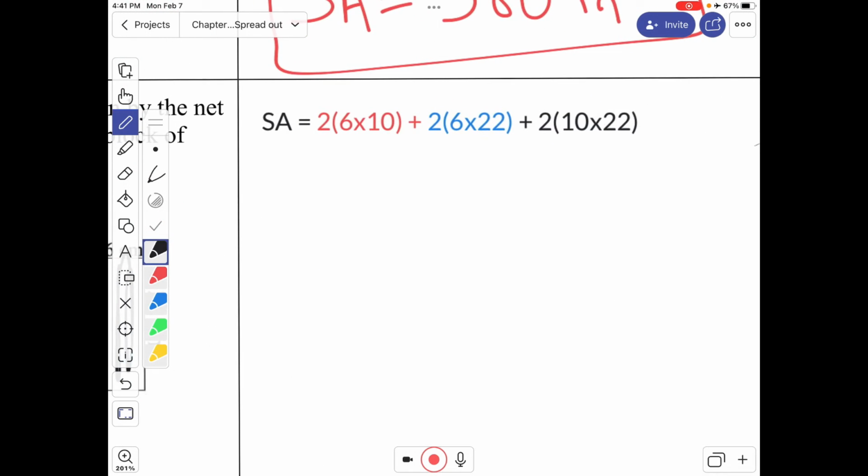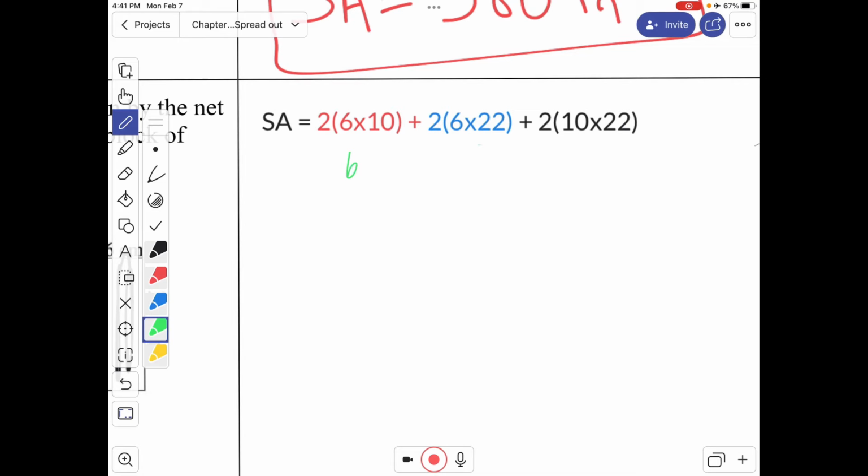Okay, so you start to see the pattern. If you look really closely, we use each number twice. 6 was used twice. 10 is used twice. 22 is used twice. So there's another pattern to kind of look for. Okay, let's work it out.